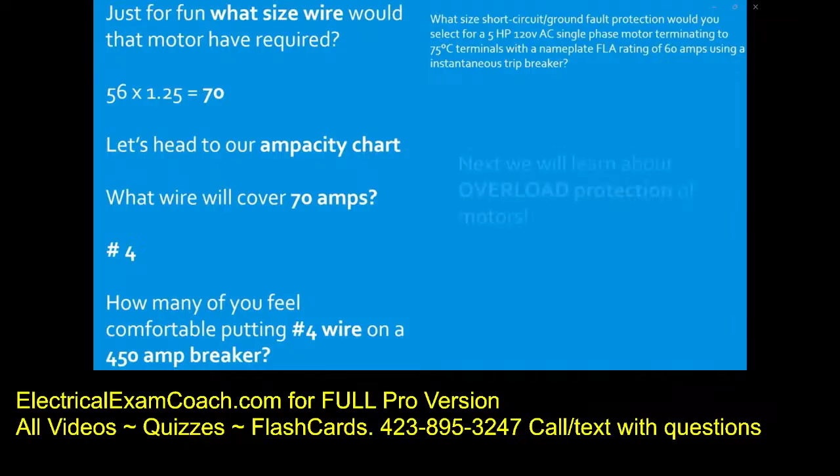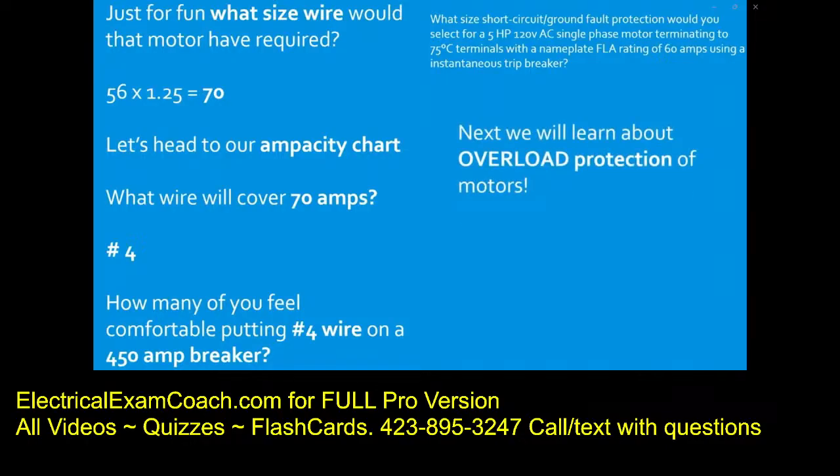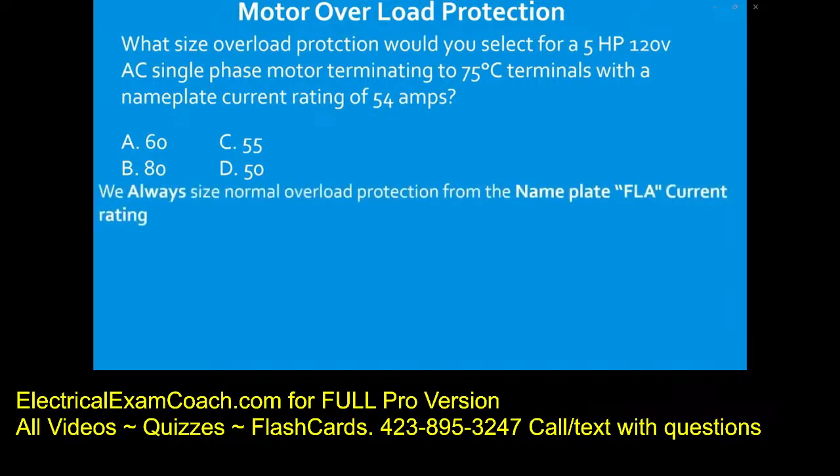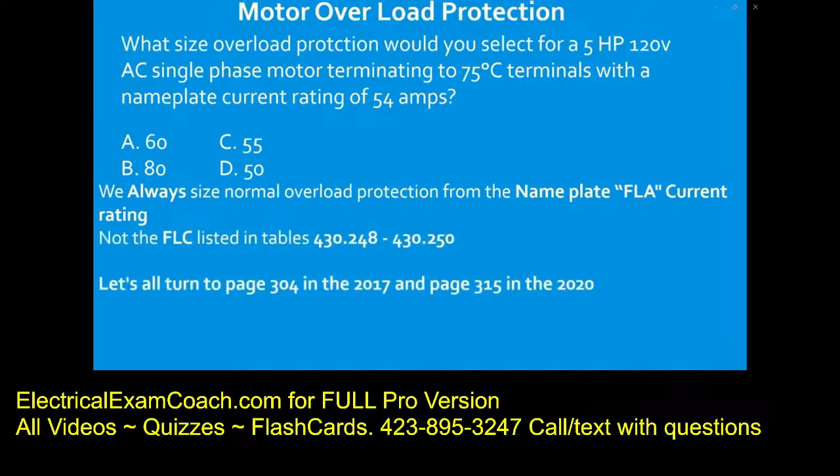Now we're going to learn about motor overload protection. What size overload protection would you select for a 5 horsepower, 120 volt single phase motor terminating to 75 degree C terminals with a nameplate current rating of 54 amps? We always size normal motor overload protection from the nameplate FLA current rating, not the FLC that are listed in those tables. Let's all turn over to page 304 in the 2017 and page 315 in the 2020.